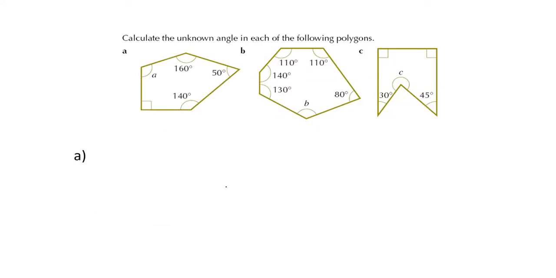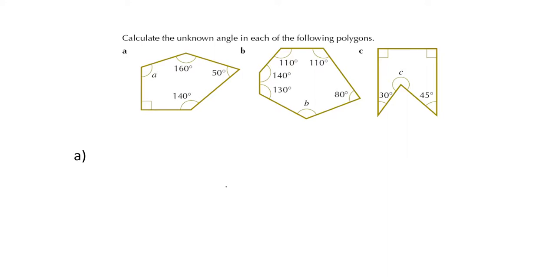I'm going to go through the first question of each of these, and then I'm going to ask you to pause the video and have a go at the other two questions. You'll see that these are irregular polygons, because they are not equal in size, length or angles. They're all irregular, but they are still polygons: 2D shapes connected with straight lines only.